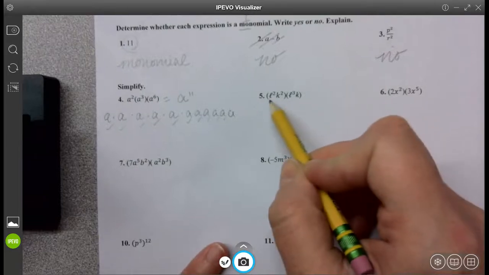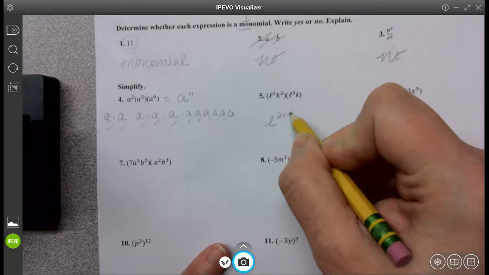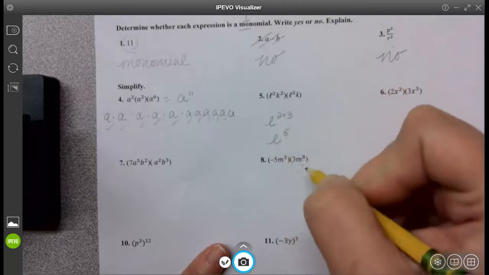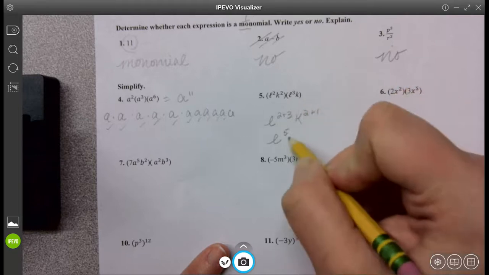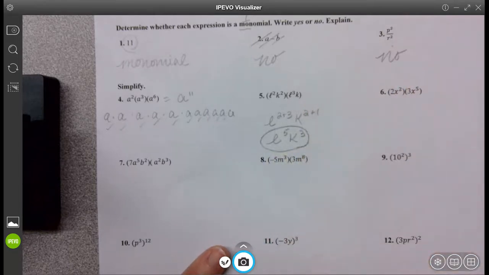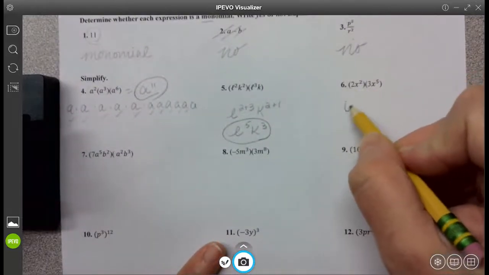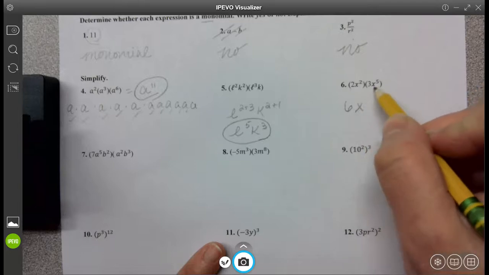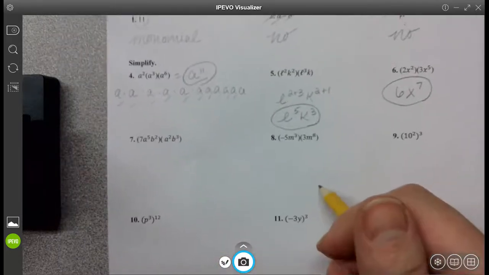Okay, so the same thing we can do here. We can write it all out or say I have 2 L's, I have 3 L's, therefore add them together. 2 plus 3, I have 5 L's. I have 2 K's and I have 1 K, so I have 3 K's. Here, same thing. 2 times 3 is 6. X squared, x to the 5th is x to the 7th. You add your exponents.